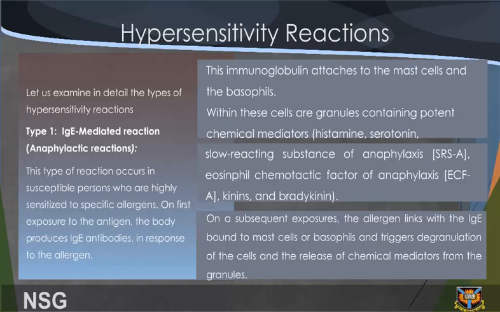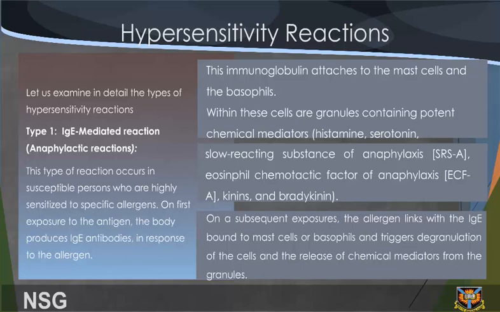Type 1. IgE mediated reaction. Anaphylactic reaction. This type of reaction occurs in susceptible persons who are highly sensitized to specific allergens. On first exposure to the antigen, the body produces IgE antibodies in response to the allergen. This immunoglobulin attaches to the mast cells and the basophils.